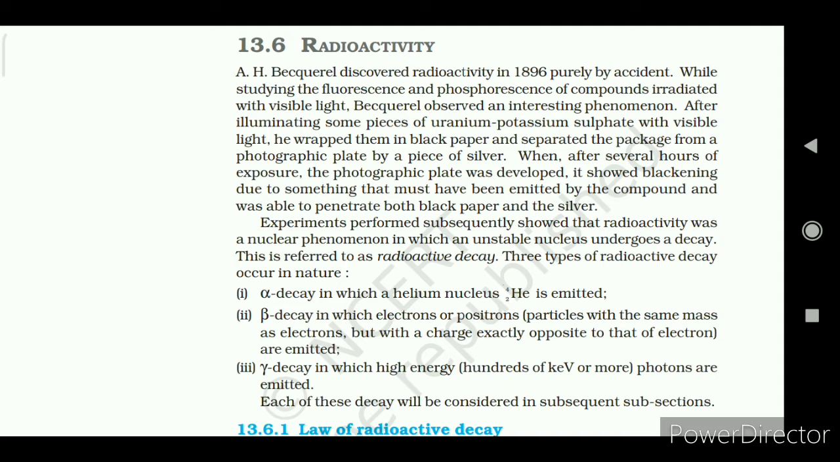13.6.2 Alpha decay. A well-known example of alpha decay is the decay of uranium to thorium with the emission of a helium nucleus. In alpha decay, the mass number of the product nucleus is 4 less than the decaying nucleus, while the atomic number decreases by 2. In general, alpha decay of a parent nucleus X results in a daughter nucleus Y.